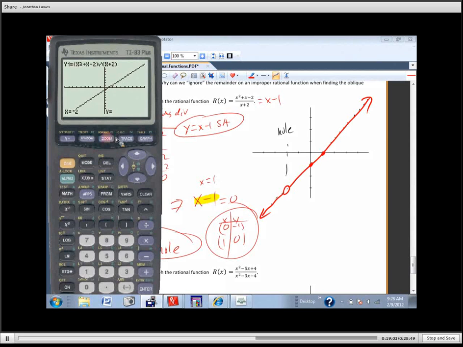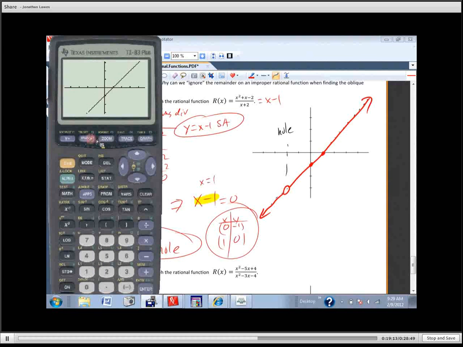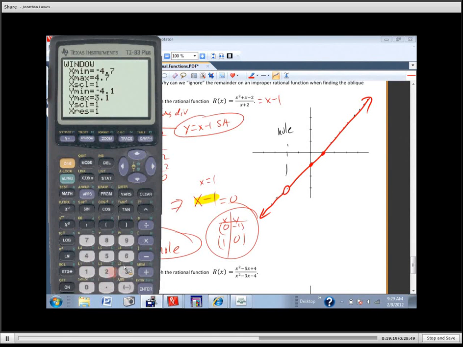So let's make this look a little bit better. Let's hit zoom and hit 4. This is that decimal window. See how you can see it right there? Okay, I'm going to slide this down just a little bit. I'm going to change the window. Let's see, let's go -4.1, 2.1. There it is. Doesn't that look just like our graph right here?